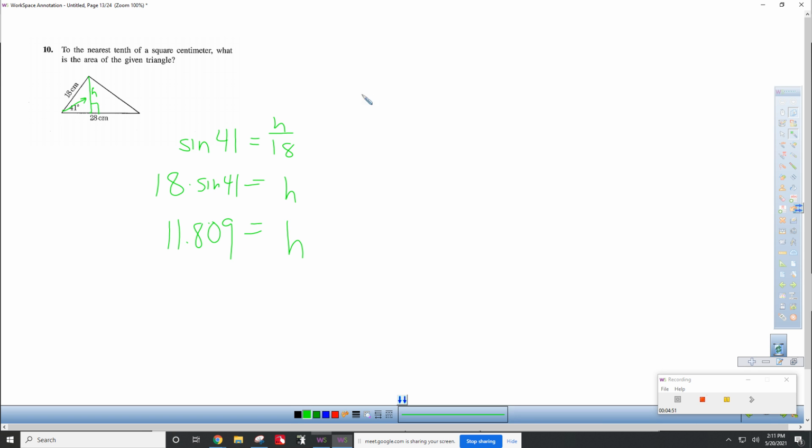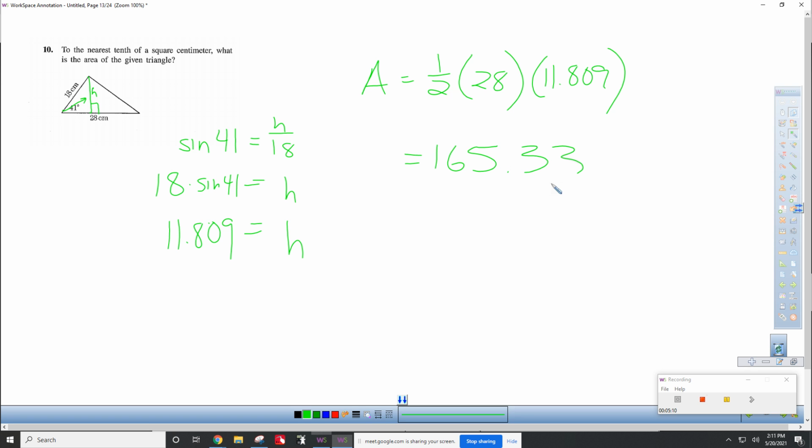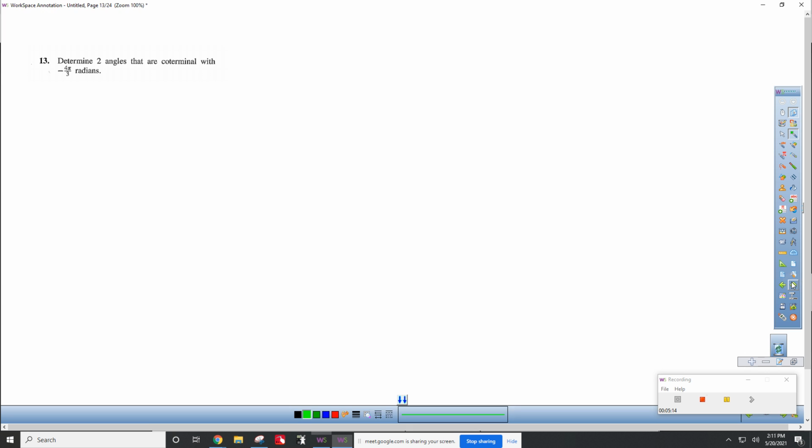So the area of the triangle is 1/2 times 28 times 11.809. And you get 165.33 square units. Gotta keep my units.